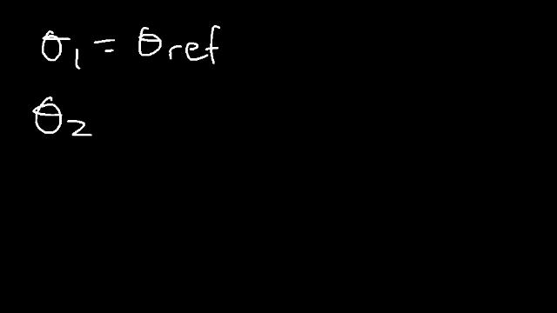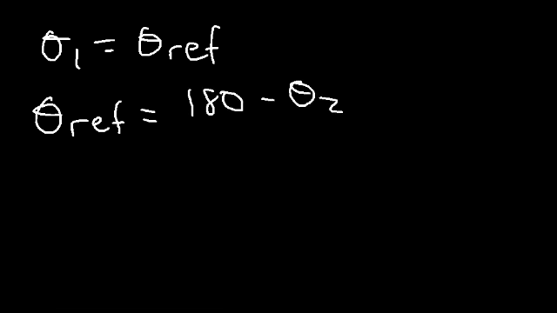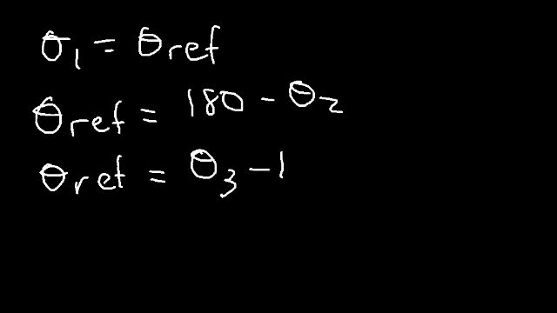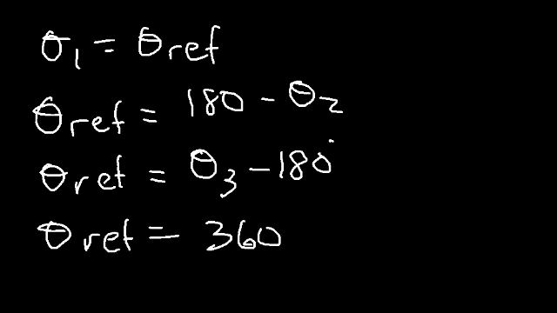So if you have an angle in quadrant 1, the reference angle is equal to that angle. If you have an angle in quadrant 2, the reference angle is 180 minus the angle in quadrant 2. Now, if you have an angle in quadrant 3, the reference angle is the quadrant 3 angle minus 180. If you have an angle in quadrant 4, the reference angle is 360 minus the angle in quadrant 4.